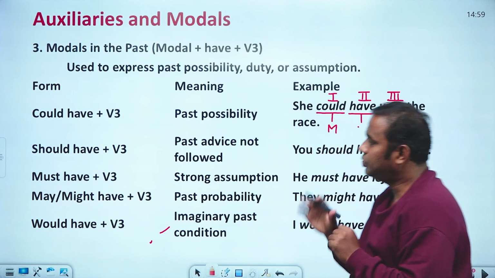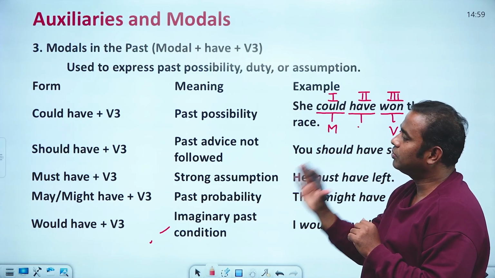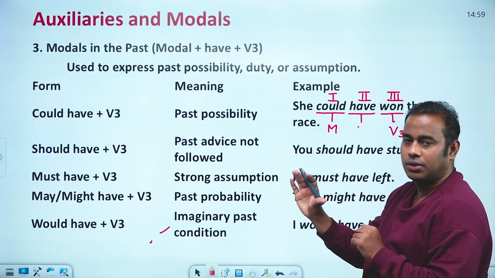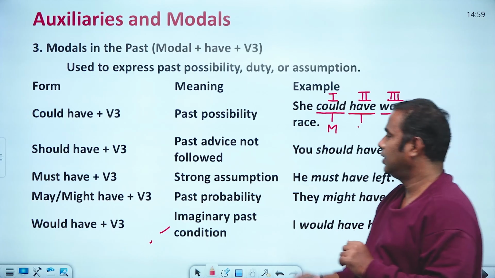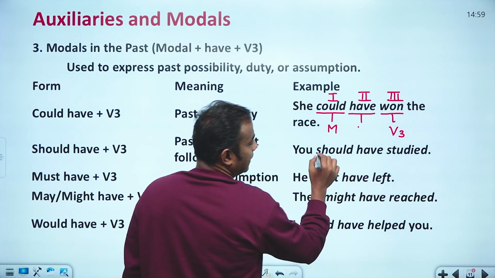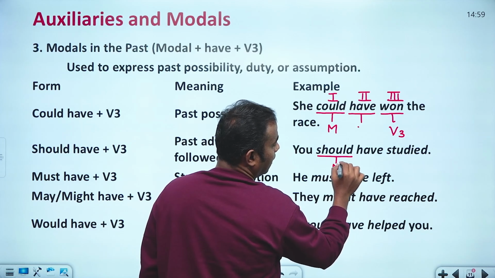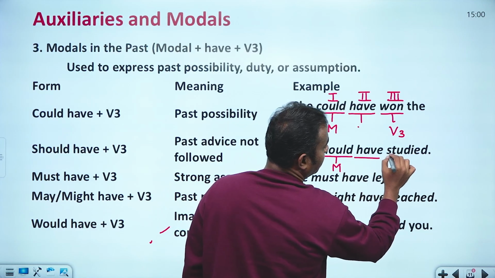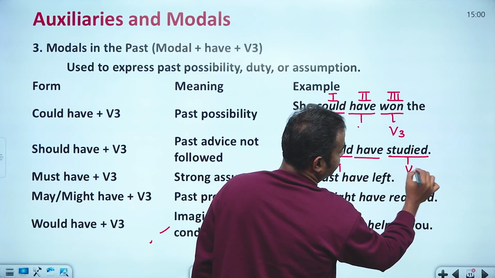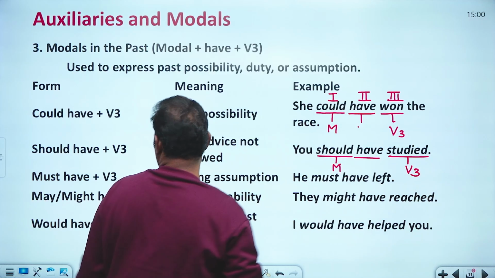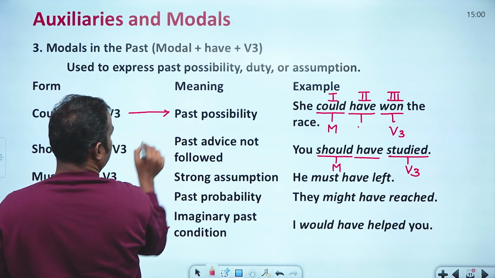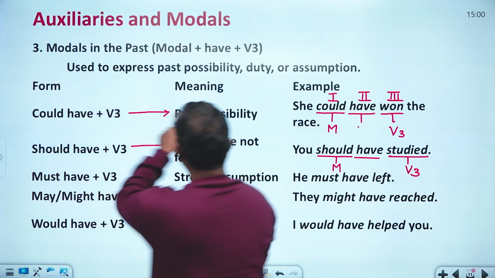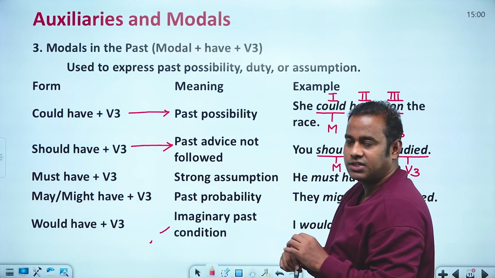Then should have plus V3. When you are using should, it is basically past advice not followed. So you should have studied: this is the modal, this is the have, this is the V3 form. Could is used for past possibilities, and should is used for past advice that is not followed.